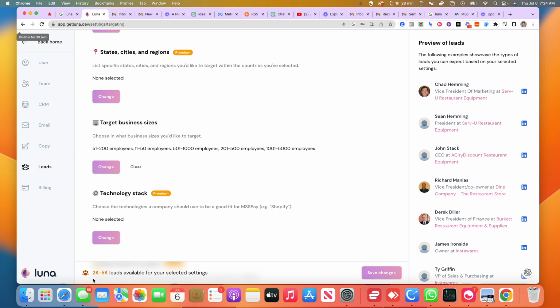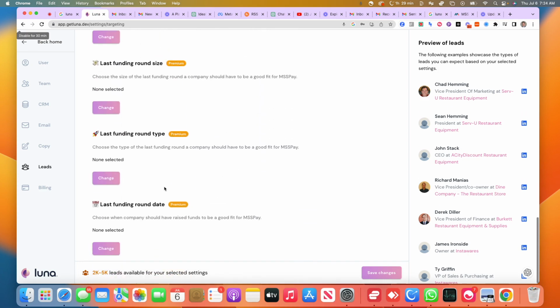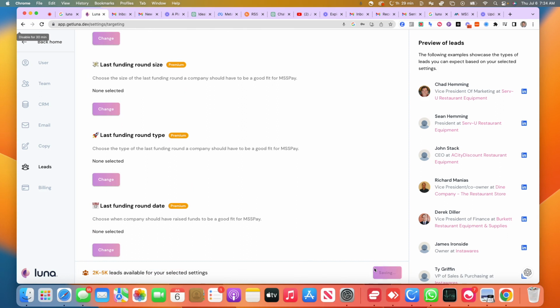So, dang it, this pisses me off. Help me look through this, okay? Let's brainstorm together. I don't want to get stuck. Technology stack roles they're hiring for. Let's not even worry about that right now, but let's go back and edit those things later. Save changes.